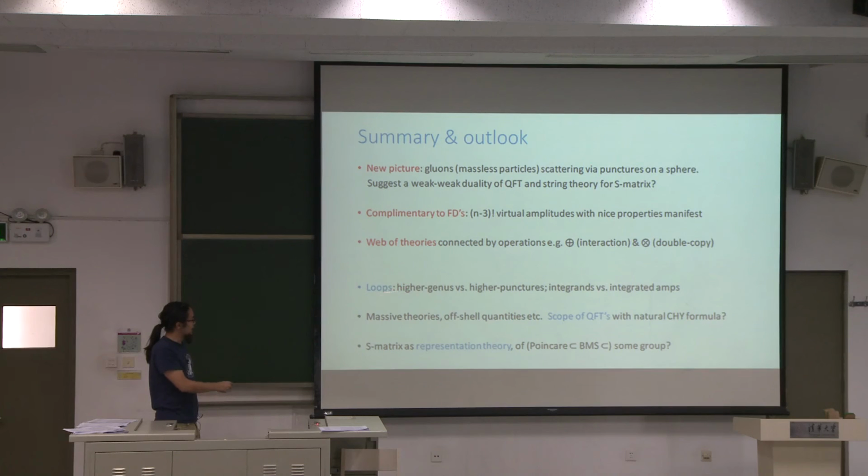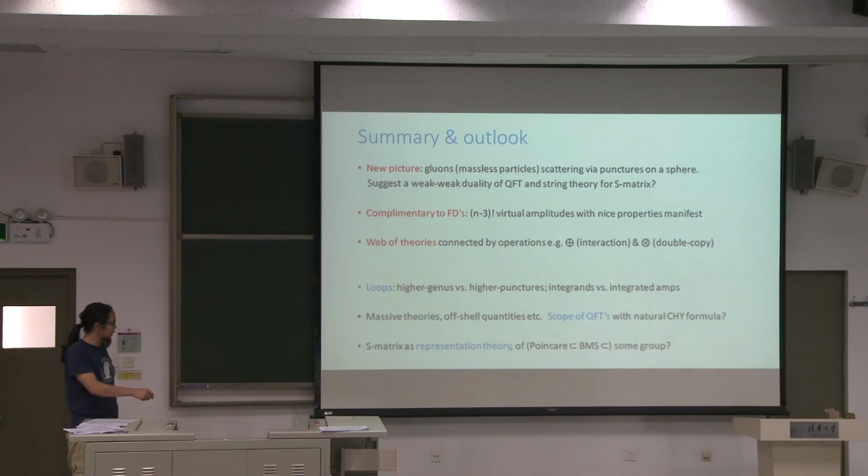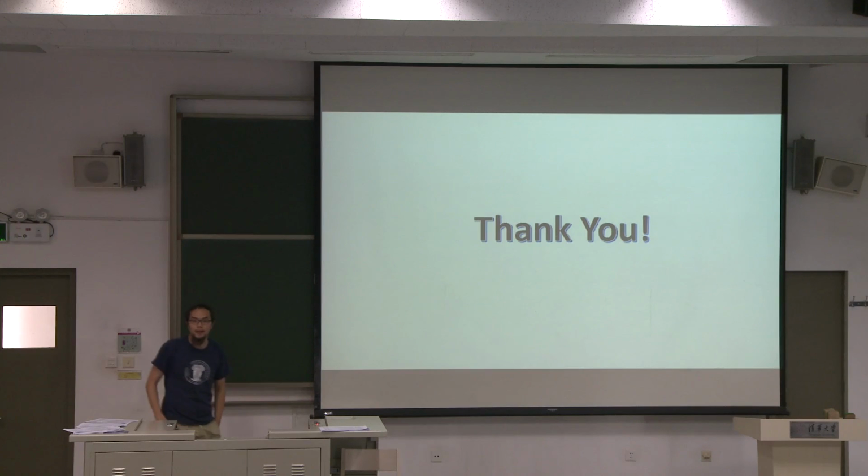And the loop generalization is a very interesting topic because now we can only do integrands. Can we do integrated amplitudes? And also, what's the natural scope of theories and quantities described by this theory? I think another very important future direction is to consider that in this formulation, it's really naturally suggested that the S-matrix should be viewed as a representation theory of some group, because all this summing over solutions and so on is like expressing some index of a quite complicated group that we still don't know. And I think that will be the end of my talk. Thank you very much.